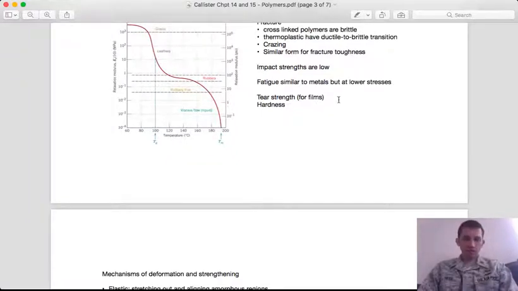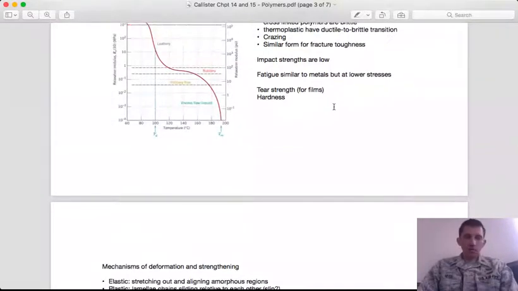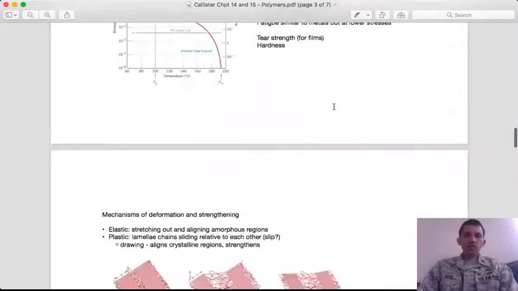So if you're forming a polymer into a film for an application, say for food packaging or for covering something else, what the resistance of that is to tearing is relevant. You can also do hardness testing on polymer systems.